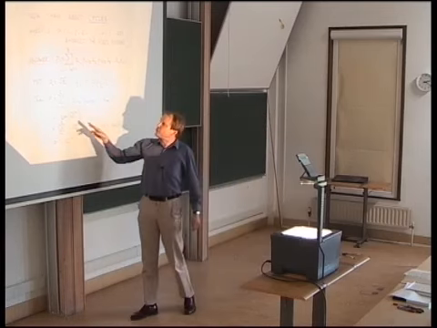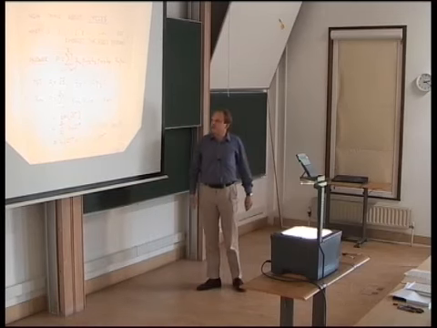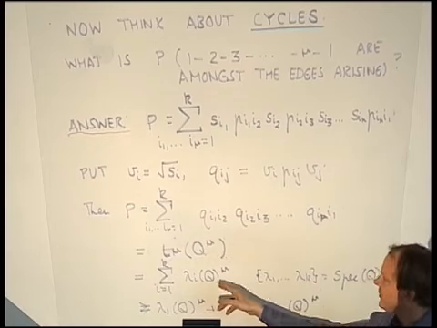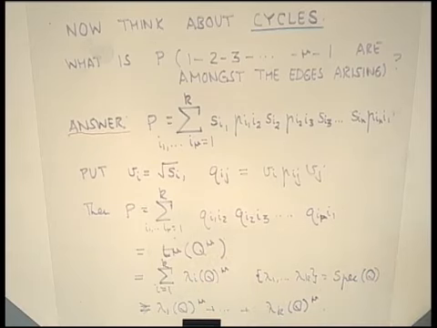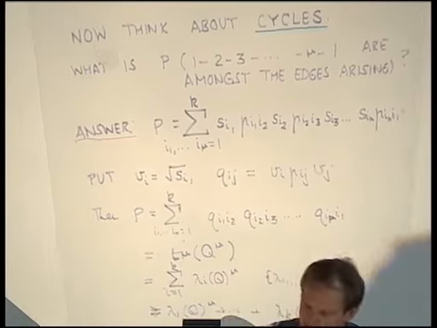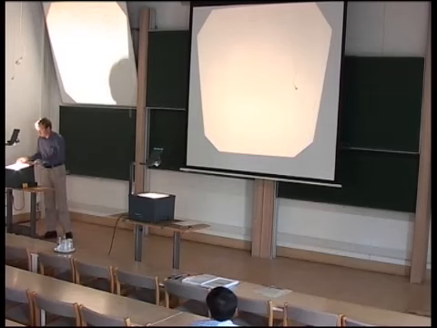This, of course, is just going to be the trace of Q to the r. Just do the matrix multiplications. Q is symmetric, and so there's no difficulties about this. This is the sum of the r-th powers of the eigenvalues. Okay, so what can we do with that? Well, of course, we can say something semi-intelligent about the biggest eigenvalue.